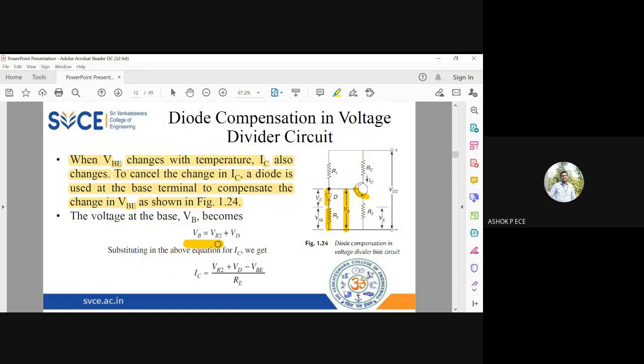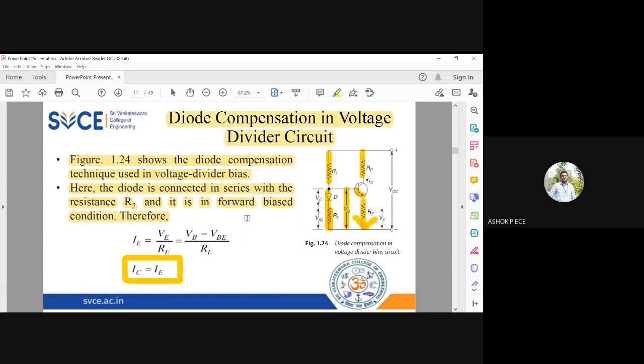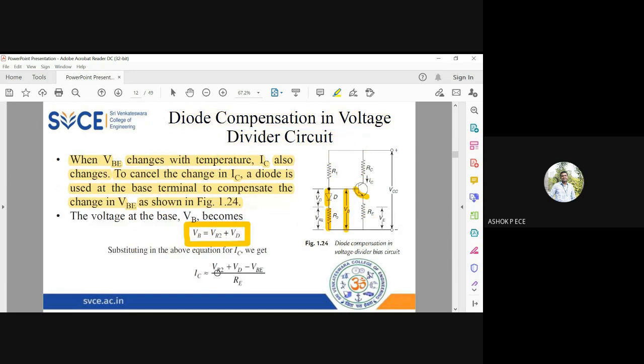See here, the total applied voltage at the base is equal to voltage across the resistor R2 plus voltage across the diode D. So substitute this in the previous equation. So I will get IC is approximately equal to VR2 plus VD minus VBE by RE. So I get the collector current expression, IC is approximately equal to VR2 plus VD minus VBE by RE.